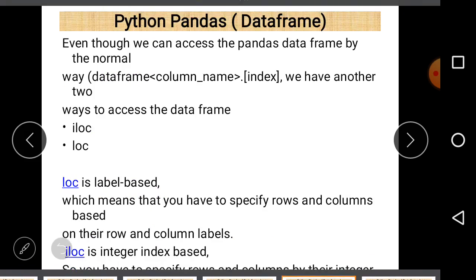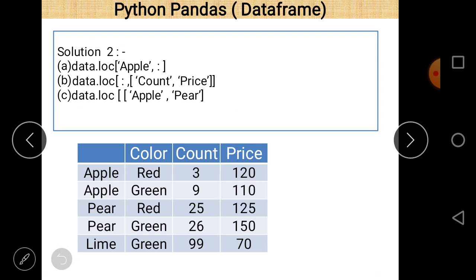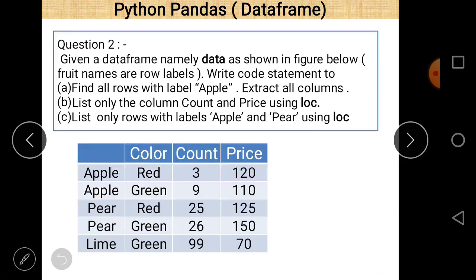Now, a question based on the LOC attribute. There is a question number 2. Given a data frame, namely data, as shown in the figure below, fruit names are row labels. Write code statements to find all rows with label apple, extract all columns, and list. The second part is to list only the columns count and price using LOC, and the third part is to list only rows with labels apples and pears using LOC.